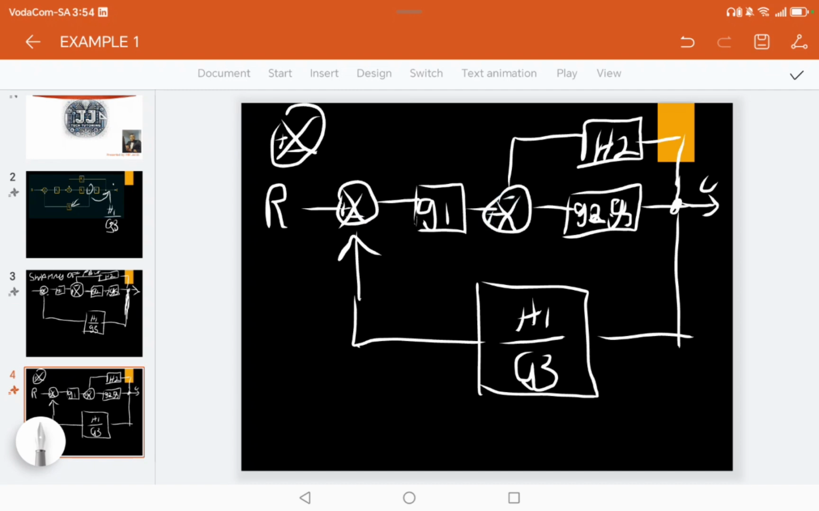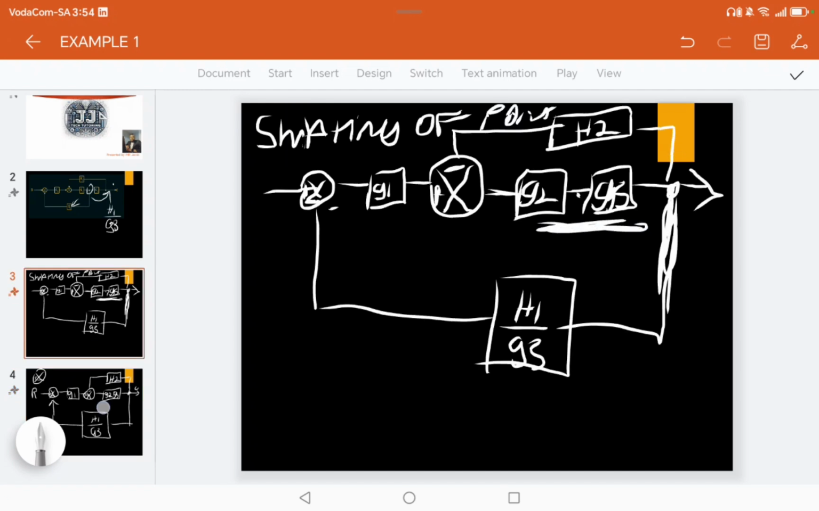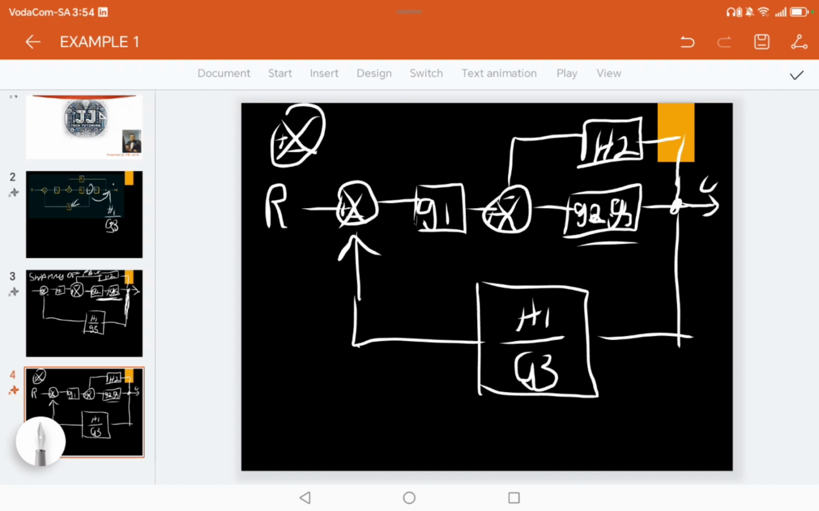So just know, this is the second step. We added these ones that were in series. We added these ones. In this step, we're supposed to add them.